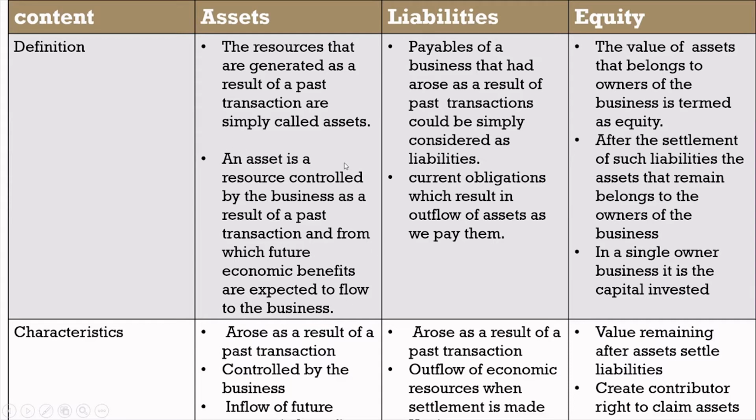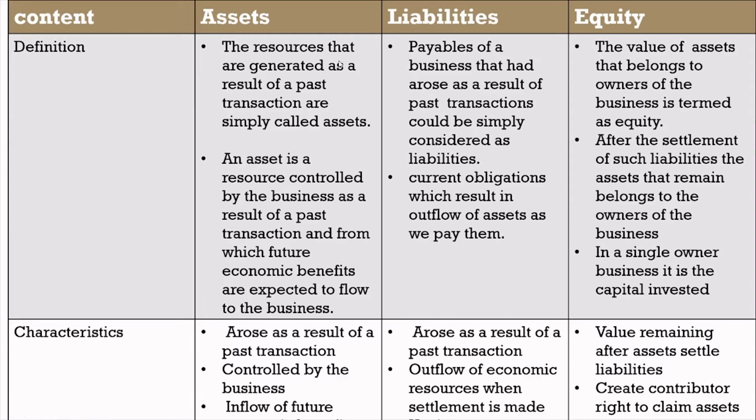Assets are resources controlled by the business, which is a result of the past transaction, and due to which future economic benefits are expected to flow to the business. So assets are controlled in the business as a result of past transaction, and due to which future economic benefits can be coming into the business, right? So that is what assets are about.